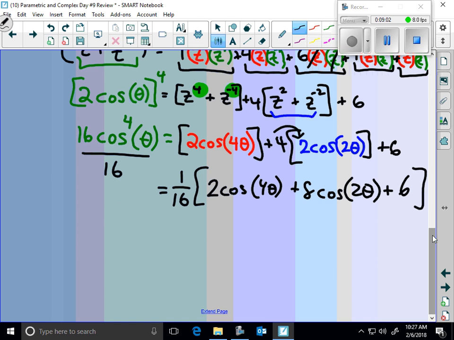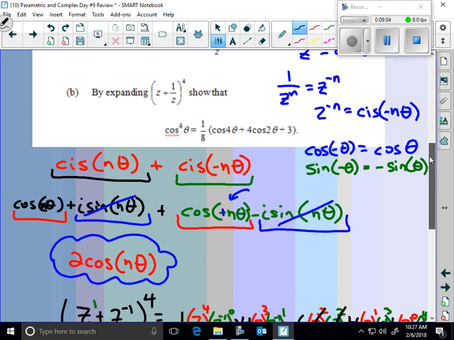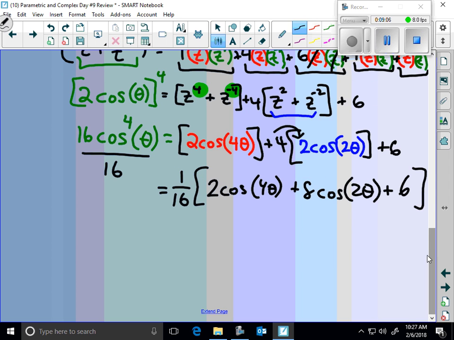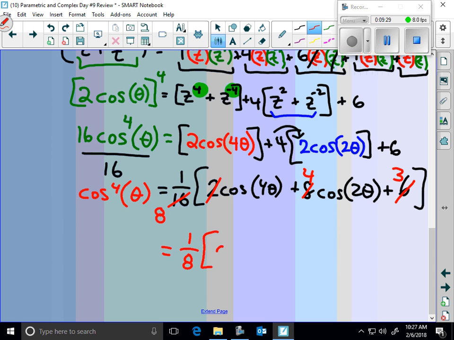Okay, but I want it to look like this. I want a 1/8 on the outside. Let's see if we can do some work. Let's make that a 1/8. So that means that a 2 has to cancel. So 2 cancels there. The 8 will become a 4, and the 6 will become a 3. So we've got cosine to the 4th theta equal to 1/8 cosine. Is this what we were supposed to get?